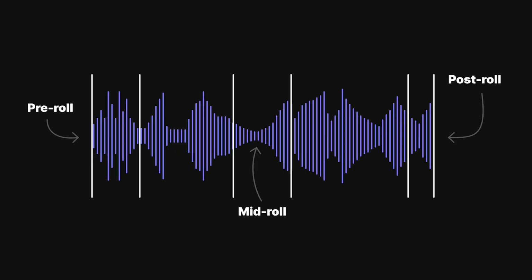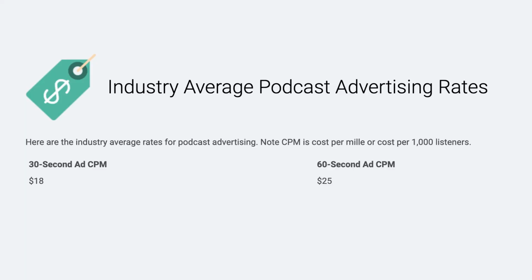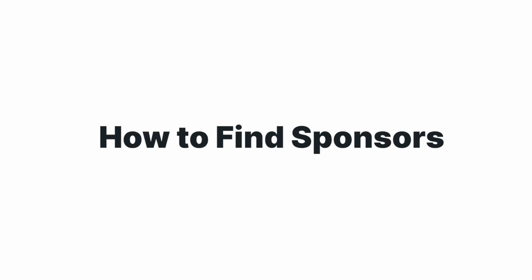In addition to charging per listener or per download, ad rates also change based on where the ad is placed within the episode. Pre-roll and post-roll ads are placed before or after the episode content and usually last about 15 to 30 seconds. Mid-roll is when an ad is placed within the middle of an episode and can last up to 60 seconds. These are more expensive because it's when the listeners are the most engaged. According to AdvertiseCast, the average CPM for ads in 2022 is about $18 to $25.